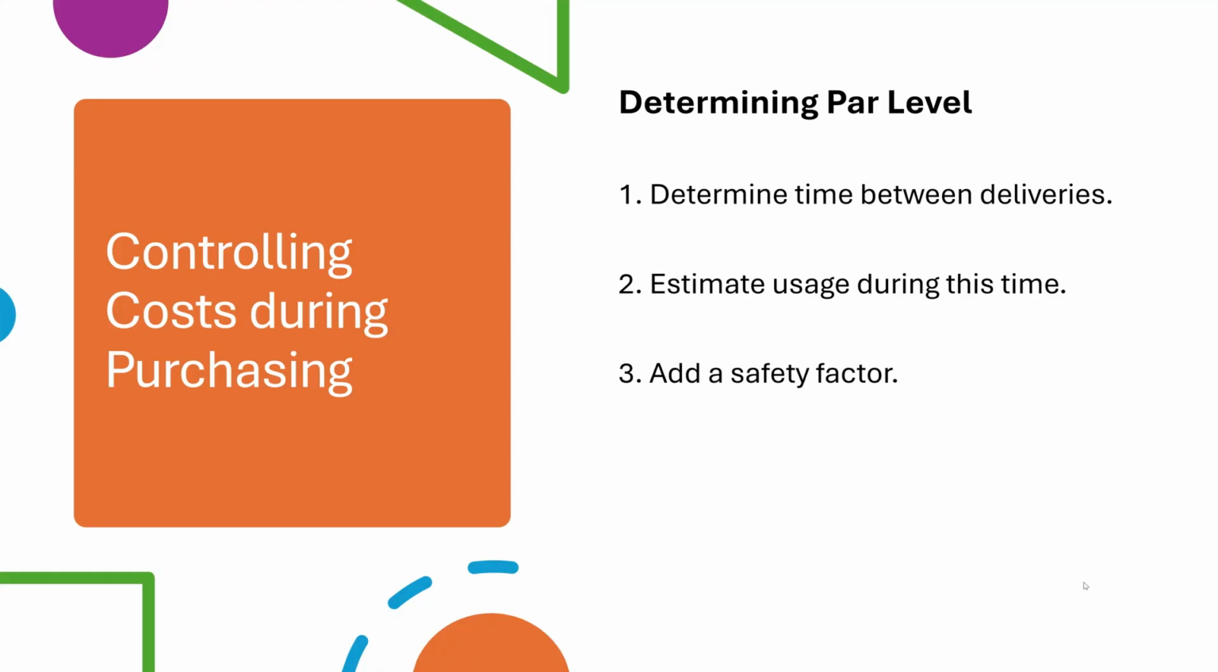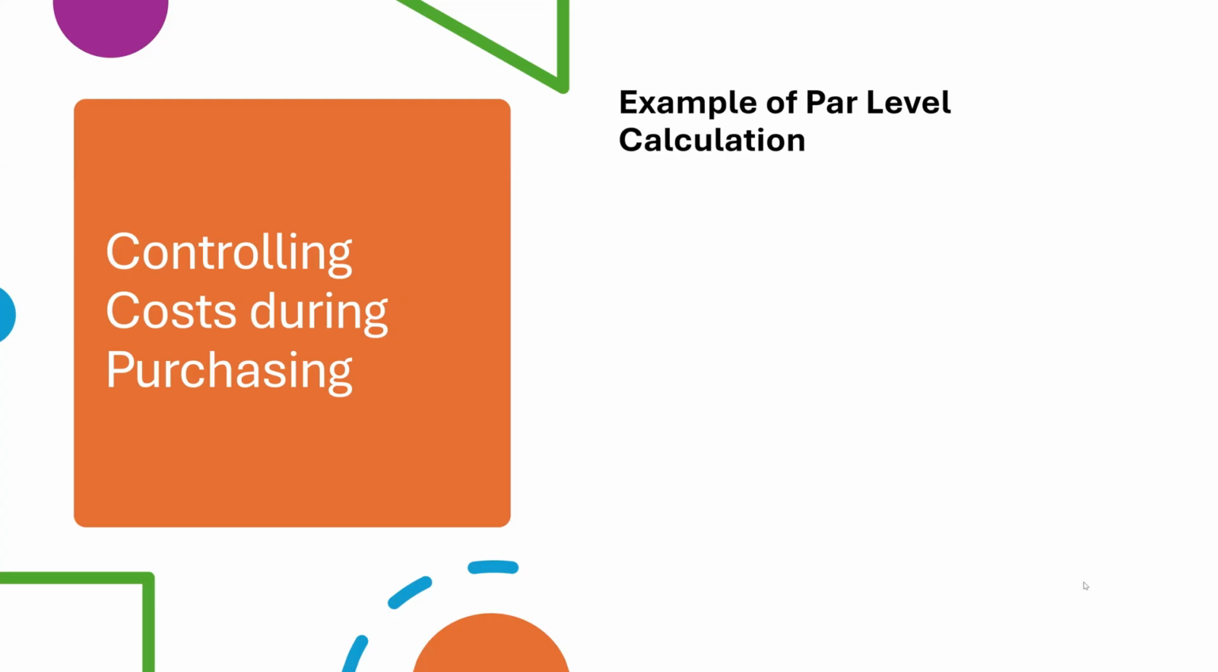And then once we've figured out the time between deliveries and estimated usage during this time, we want to add a safety factor, because there's no way of knowing if we all of a sudden have a spike on a Tuesday night that we weren't expecting. So we want to put a little bit of a buffer there to make sure that we don't run out of a certain thing in our inventory. And then last but not least, we want to calculate the PAR by summing usage and the safety factor. So we have an example for you.